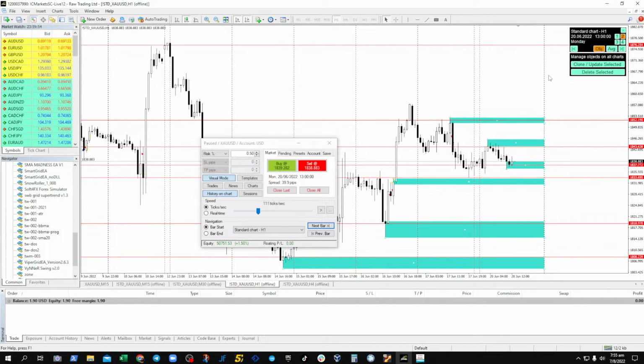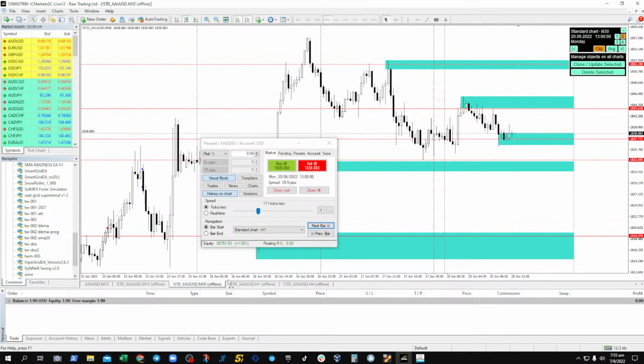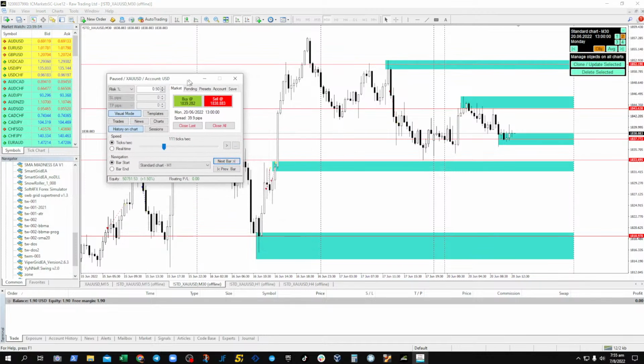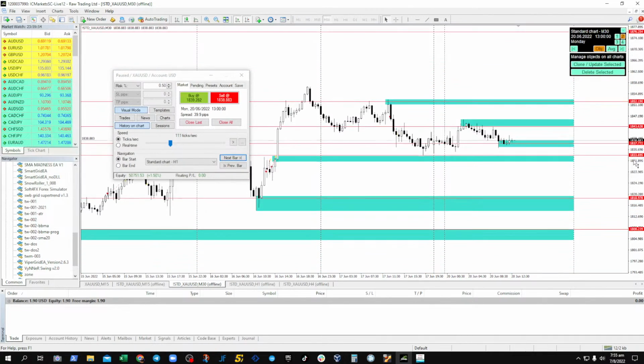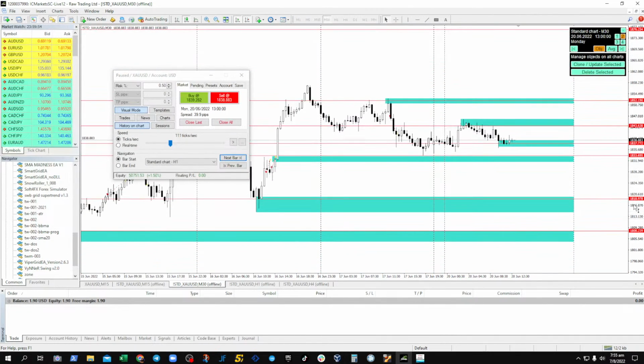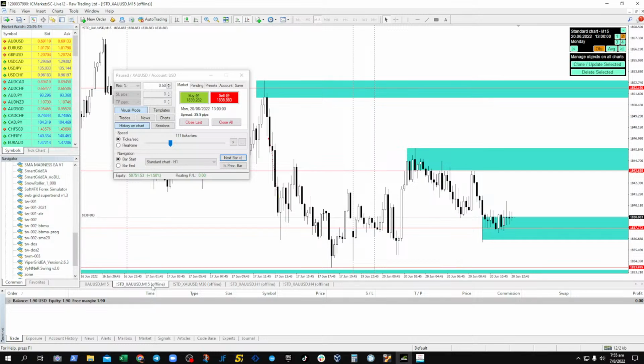Right, so we go to M30, have a look at the zone. It looks okay. This one looks okay. This one looks okay. So this is the last demand zone, and we look at M15 for our entry time frame.